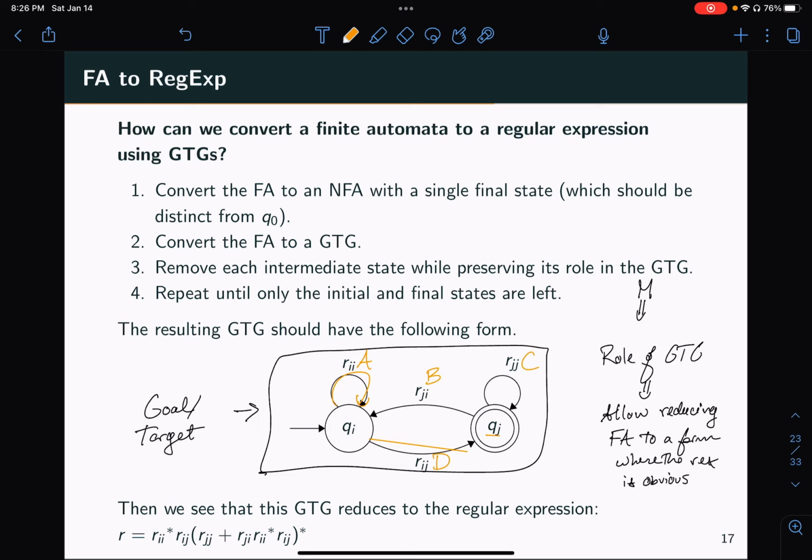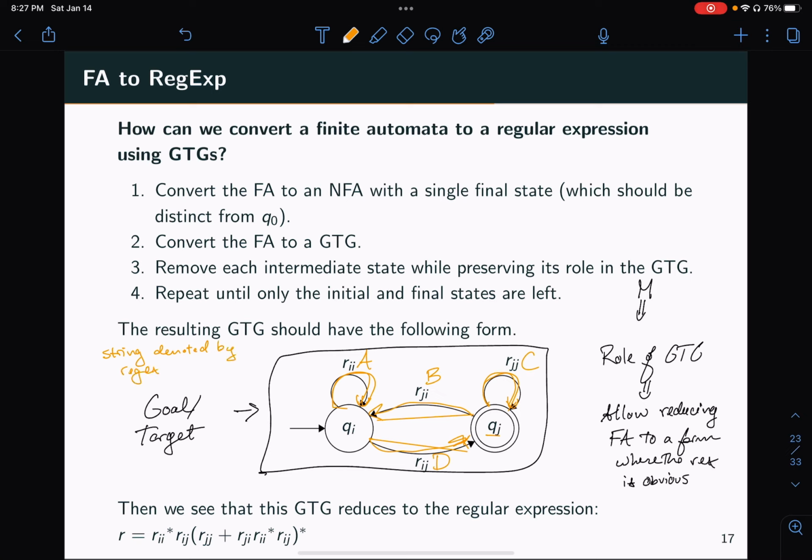And then you have two choices. Either you stay in Qj by perhaps reading a C or perhaps by doing nothing, or you go back to Qi by reading a string denoted by the regular expression B, perhaps staying in Qi by reading strings from the regular expression A, and then going back to Qj by reading a string denoted by the regular expression D.